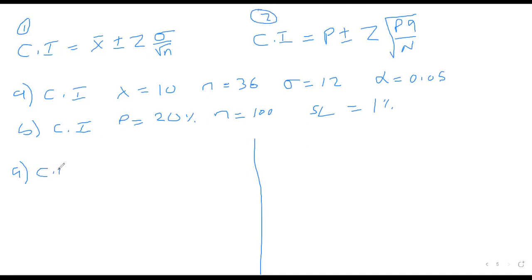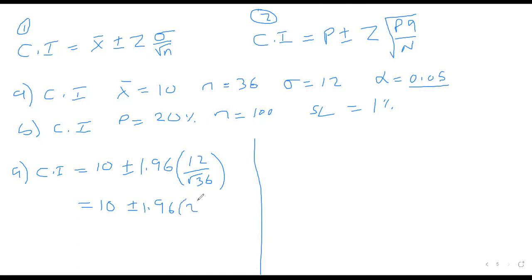So confidence interval part A, what is our mean? Our mean is 10 for x bar. And what is our Z? At 0.05, 1.96. And our standard deviation is 12. Our N is 36. So we have 10 plus minus 1.96 times, the square root of 36 is 6, and 12 over 6 is 2. So here we're going to have 10 plus minus 3.92.